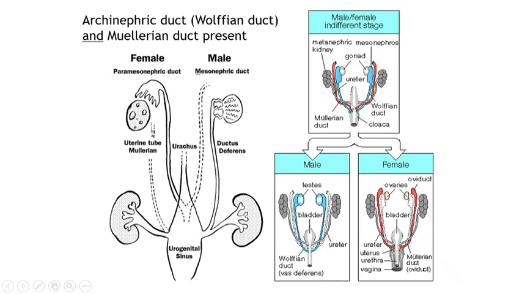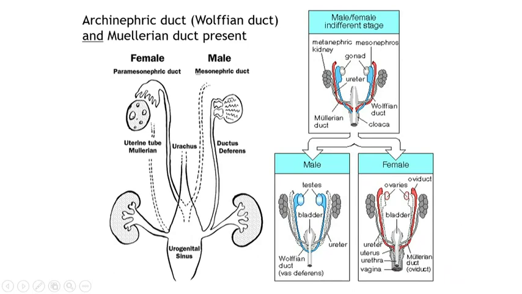So in the male, the mesonephric duct persists, and then we start calling it the Wolffian duct, okay, or the vas deferens. And the other, the Mullerian duct, just degenerates, okay? But it is retained in the female. So the female retains the Mullerian duct, which becomes the fallopian tubes or the uterine tubes, okay?